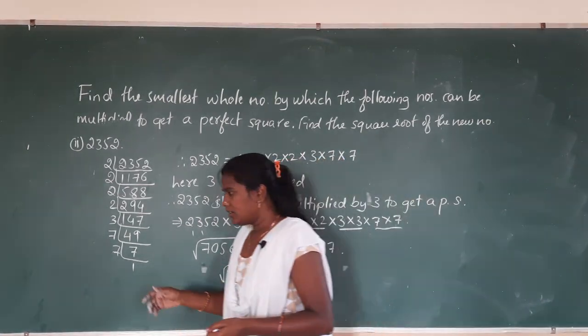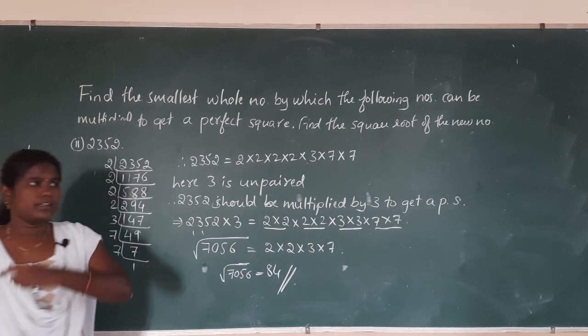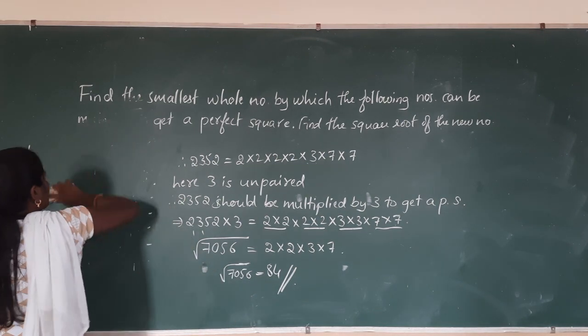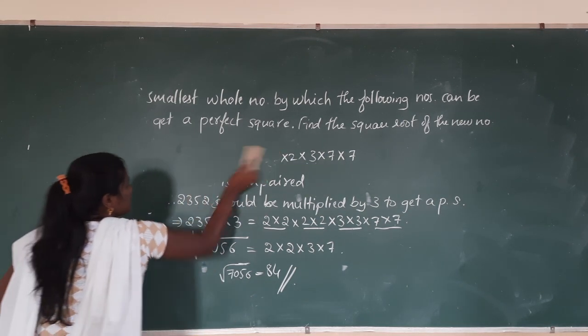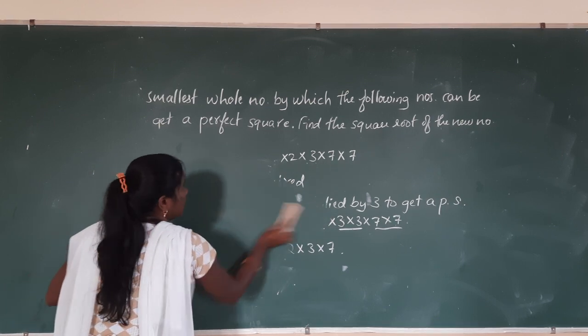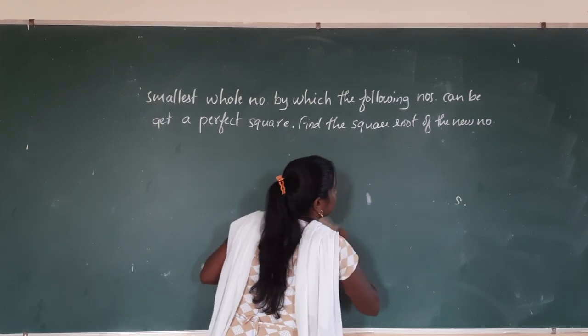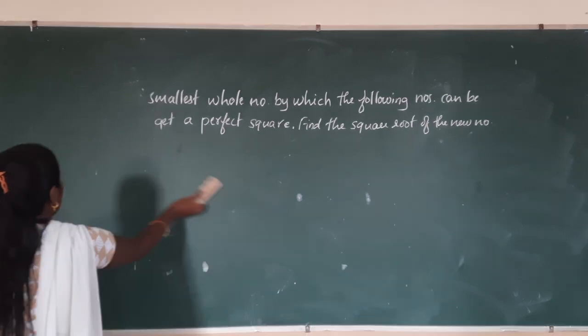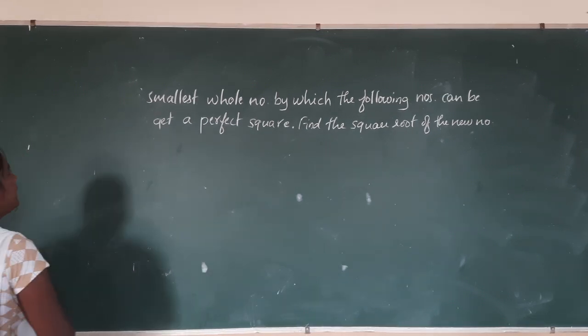Okay. So now let us take the next sub-question, that is, find the smallest whole number by which the following numbers can or must be divided.